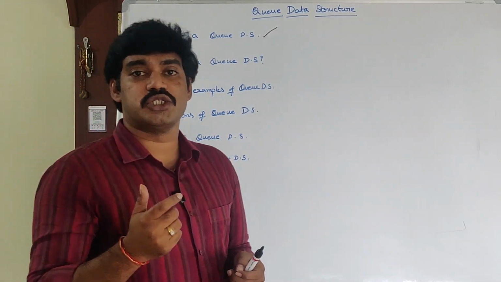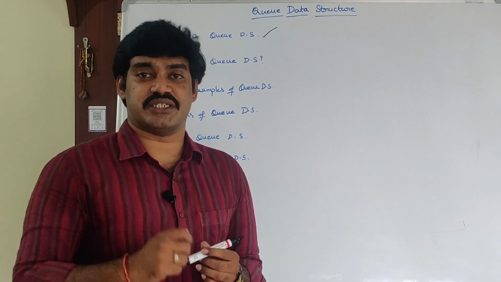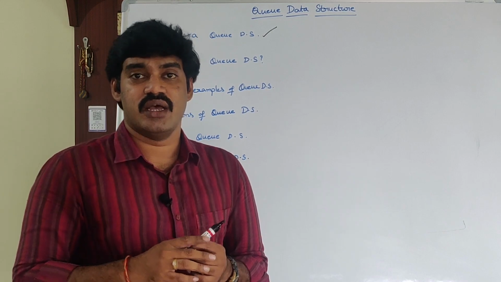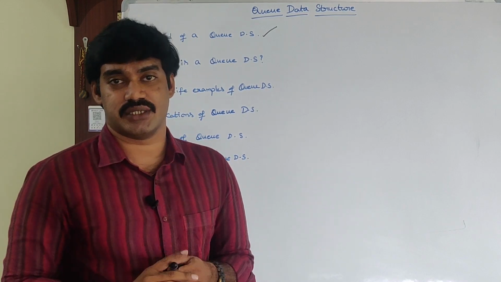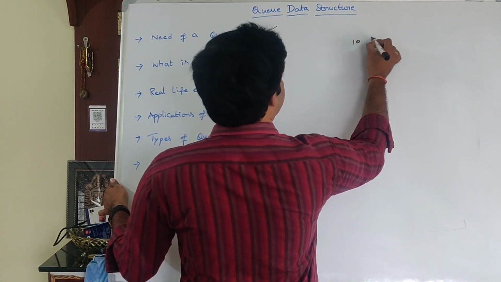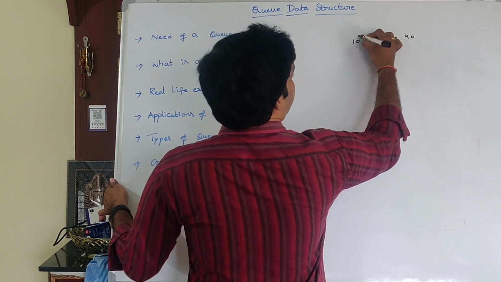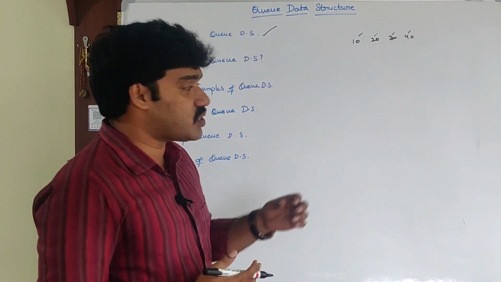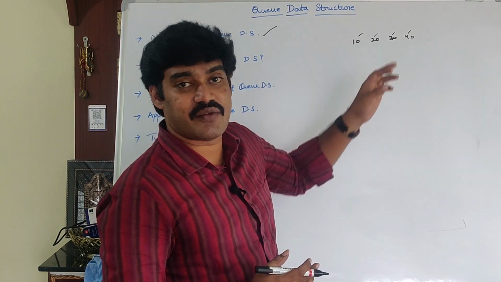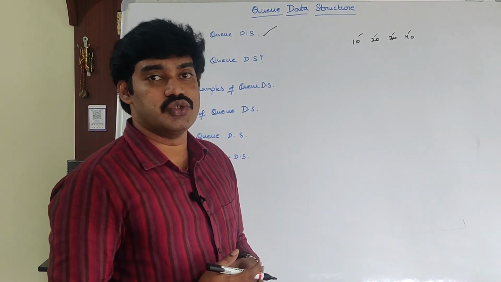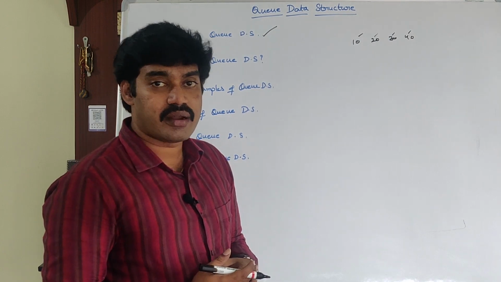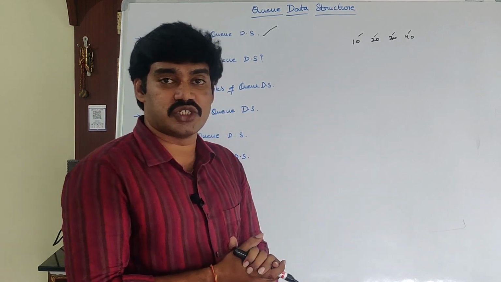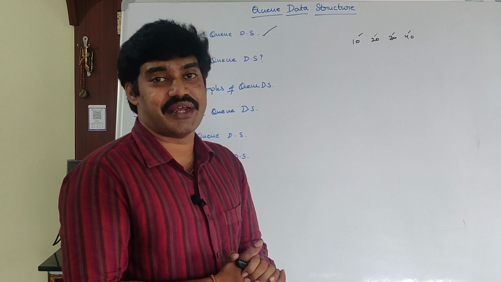If your application wants to delete an element which is inserted first, that application should use a Q data structure. Assume that there are 4 elements 10, 20, 30, 40, and 10 is the first inserted element, then second, third, and fourth inserted elements. If your application wants to always delete the element which is inserted first, then that application should use a Q data structure. Or if you want to store the data in computer memory using the first in first out principle, then you should use the Q data structure.